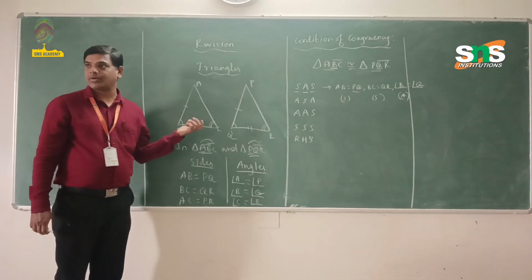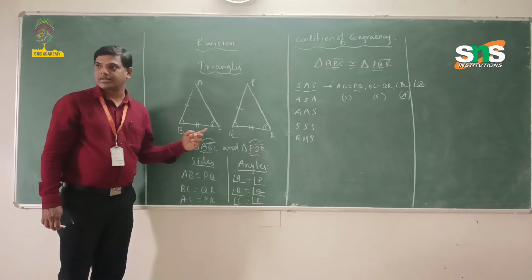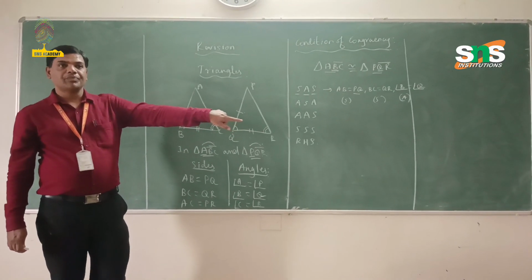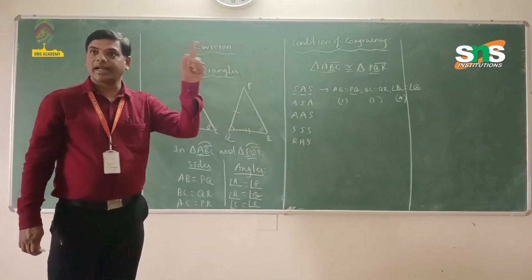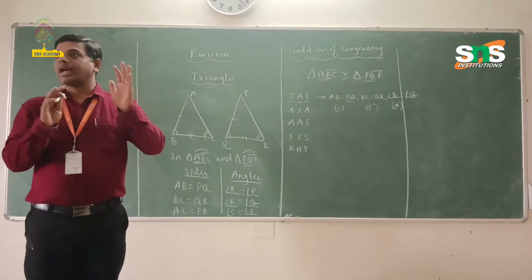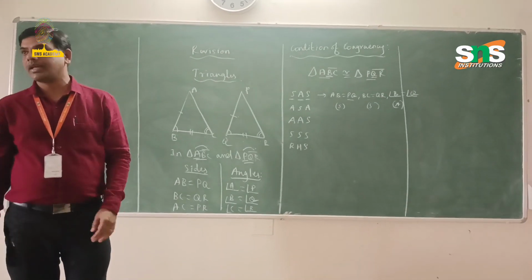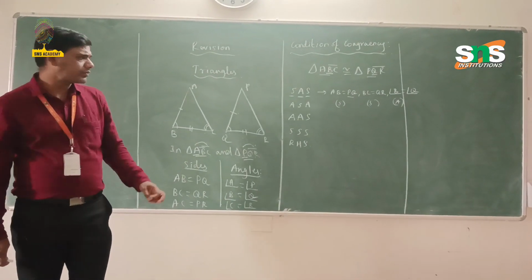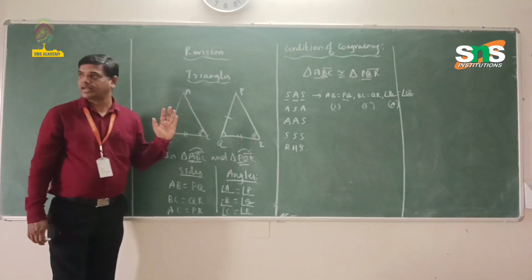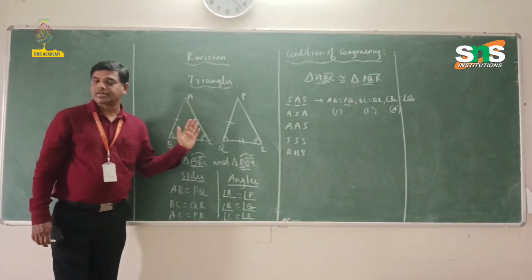And the next one is triple S. Triple S is not a problem. All the sides will be equal. Then the next one is RHS. What is going to be RHS? It should be a right angle. The right angle should be equal, and then the hypotenuse should be equal, and any one corresponding side should be equal. You understand? So this is the way we have to do the congruency. Are you clear with this? Any doubt in this?